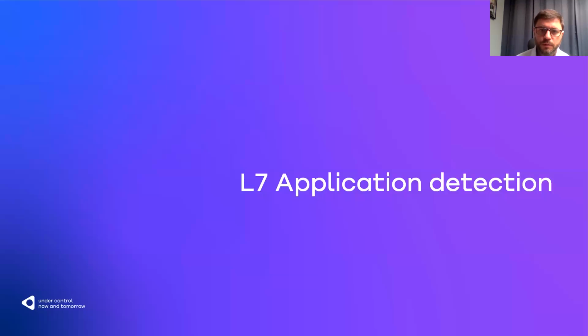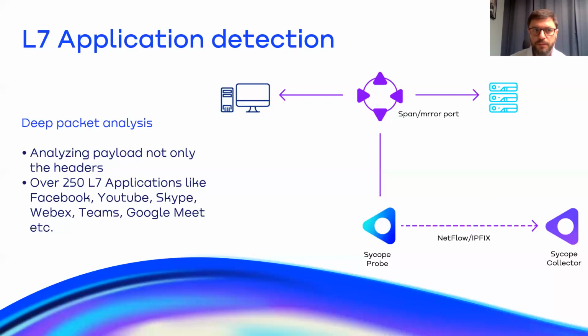But using a probe can also give us extra information about the network traffic, because the probe sees the whole communication, can see the packet, not only the header of the packet, but can also analyze the payload of the packet. It means that the probe can analyze the payload and reveal the real application.